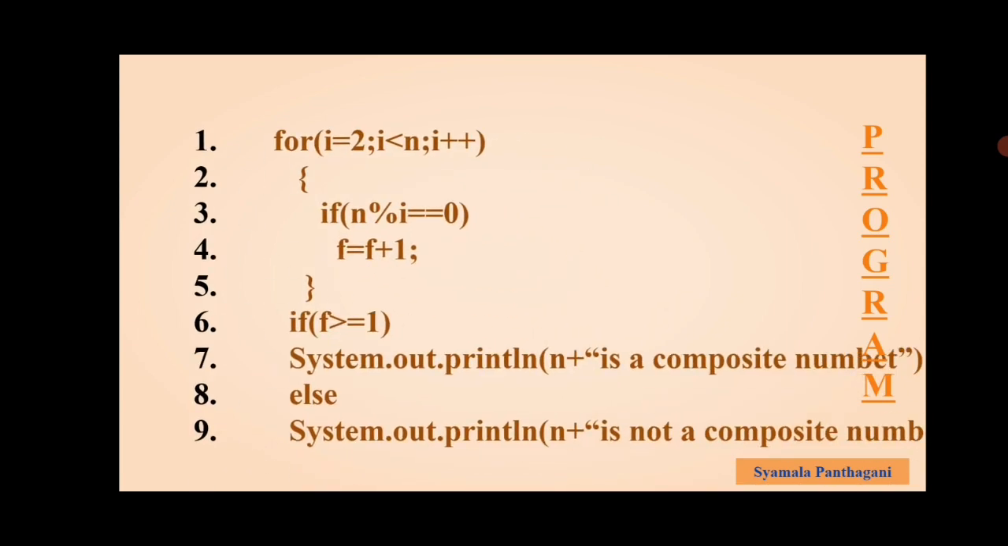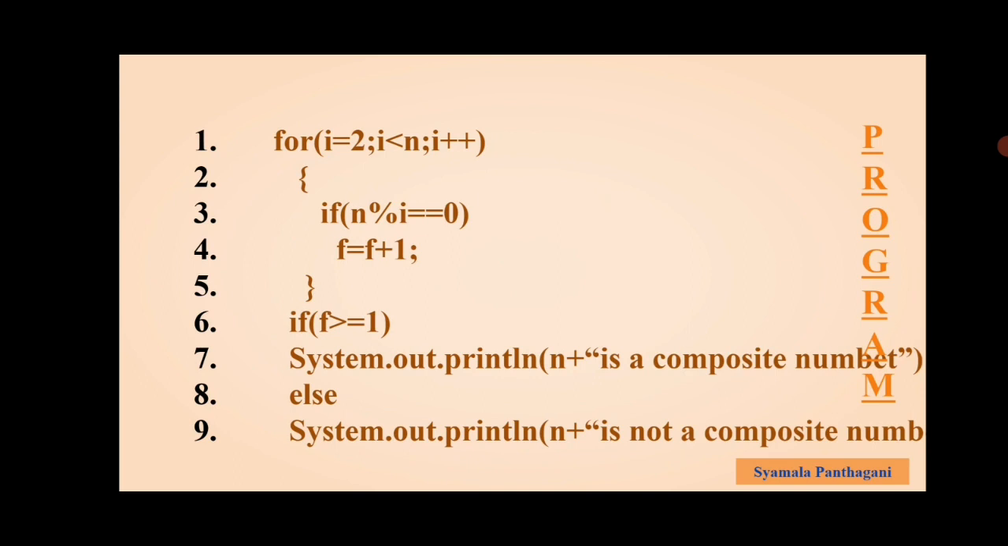And the next statement is for i is equal to 2, i less than n, and i plus plus. Observe here, students, we have started the for loop from 2 because composite numbers have factors except 1 and itself. That's why I have started this for loop from 2: i is equal to 2 and the ending point is less than n. n means the given number.